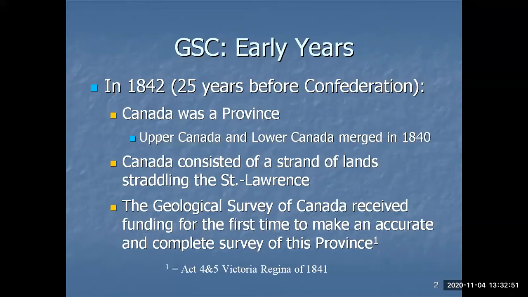The Geological Survey of Canada was formed in 1842. It was formed after the rebellions of Upper and Lower Canada in the late 1830s, and Lord Durham suggested that the province of Canada be formed by the union of the two previously then colonies that were separate. And one of the first acts of the government of the day in the province of Canada was to fund for a couple of years the Geological Survey of Canada to make a survey of the province.